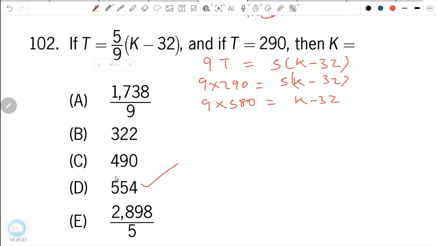So I went to my calculator and said 9 times 58 plus 32 is equal to k. Oh, 9 times 58, I'm sorry, there's no 0 here. So that's how I calculated, that's how I got k. So 9 times 58 is what? 9 times 58 is 522.